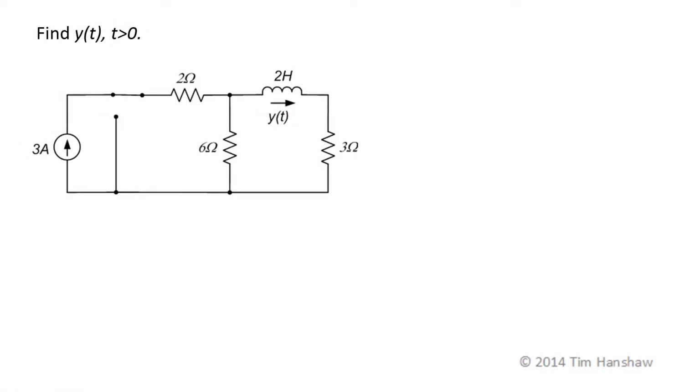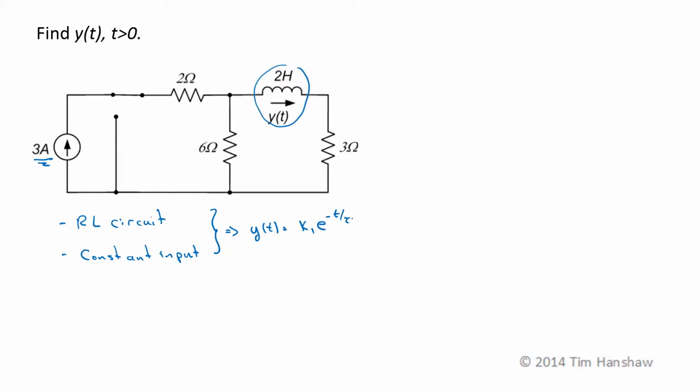So, take a look at the problem and see what we expect. We have one energy storage element. It's an inductor, so this corresponds to an RL circuit. So we have one inductor and some number of resistors. We have a constant input, so the form of the solution is going to be y of t is some constant k1 e to the minus t over tau plus k2. Now we just need to find k1, tau, and k2.